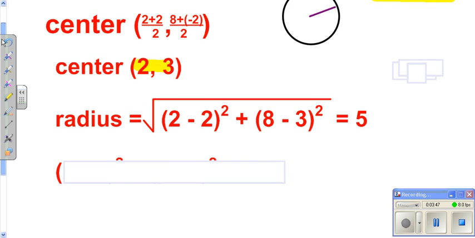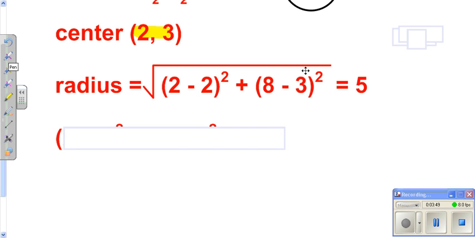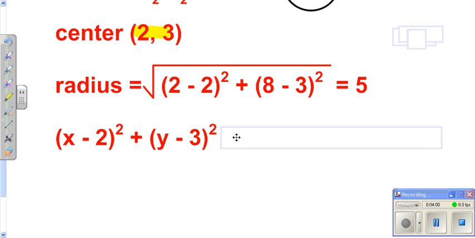So we know our center is (2, 3), our radius is 5. So we need to go (x minus the x-coordinate of our center) all squared, plus (y minus the y-coordinate of our center) all squared, equals our radius squared. Our radius is 5. 5 squared is 25.